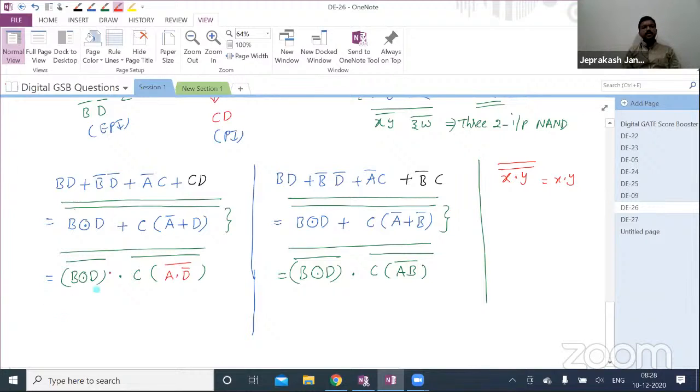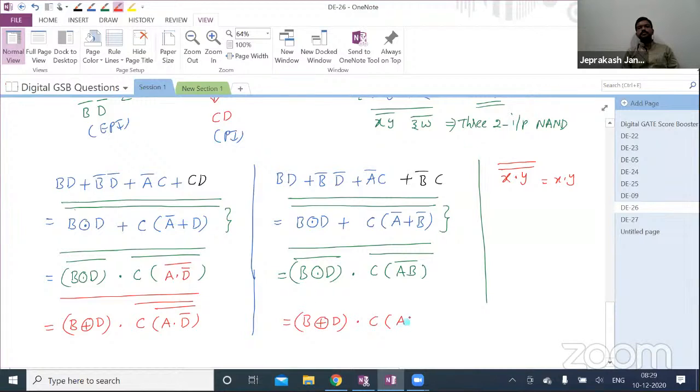Yes. Now this one you can write as exclusive OR, that is B XOR D, and this term I will write as it is. Complement of XNOR is nothing but XOR. Similarly here also, complement of XNOR is nothing but XOR. And you are having the external complement as it is, right?